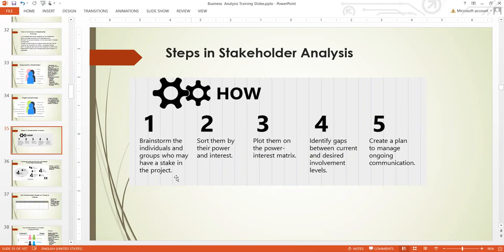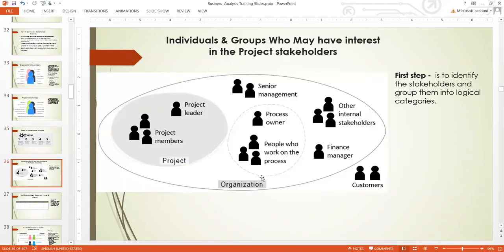So that is how you do it. The first thing we do is to identify who makes the list. And to do that, we are going to use an affinity diagram. This is what we call an affinity diagram. It will help you to plot and group your stakeholders in one diagram. Like we can see here, we have the project itself, the project leader and the team members.